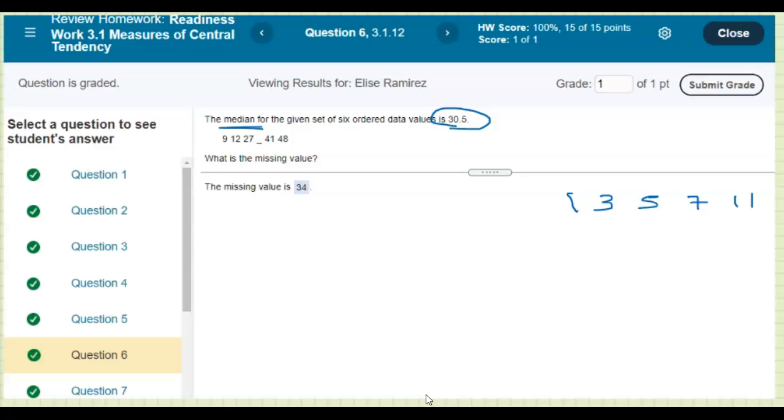Then the median would just be the number in the middle. So then you have 2 left on this side, 2 left on that side. So you've got to order the numbers from smaller to larger, and then it's in the middle.